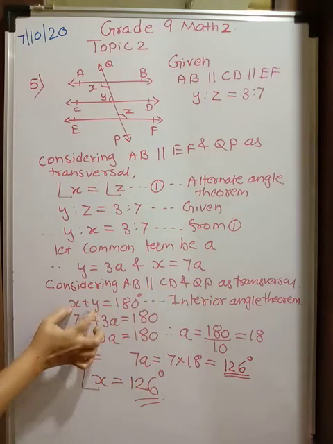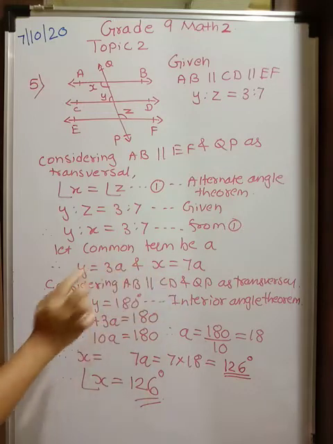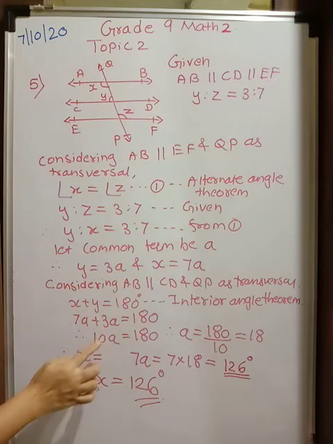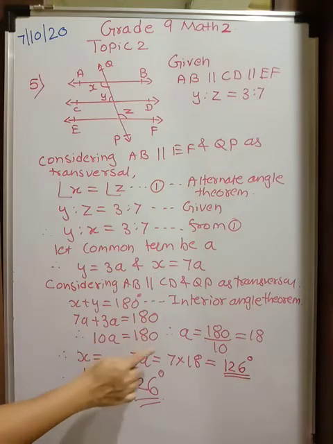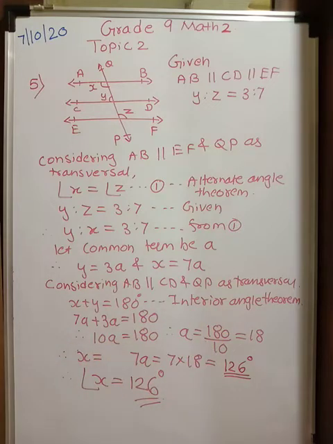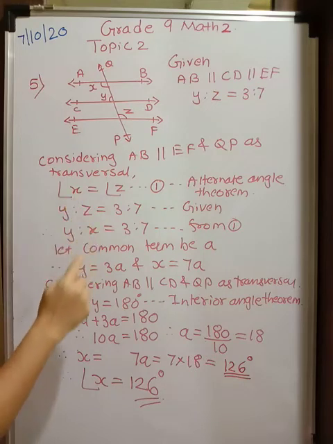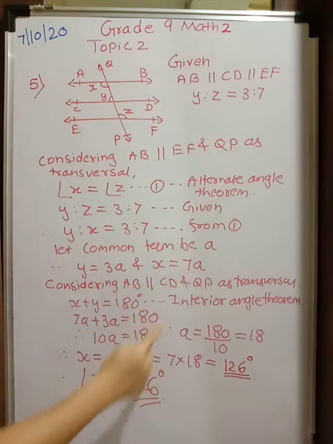Now we have values of x and y, 3a and 7a. So 7a plus 3a is 180, 10a is 180, and therefore a we get as 18. We have to find the value of x. How much is x? x is nothing but 7a. Therefore 7 into 18 is 126 degrees. Okay, pause the video and take down all the steps. Let's go for the other problem.